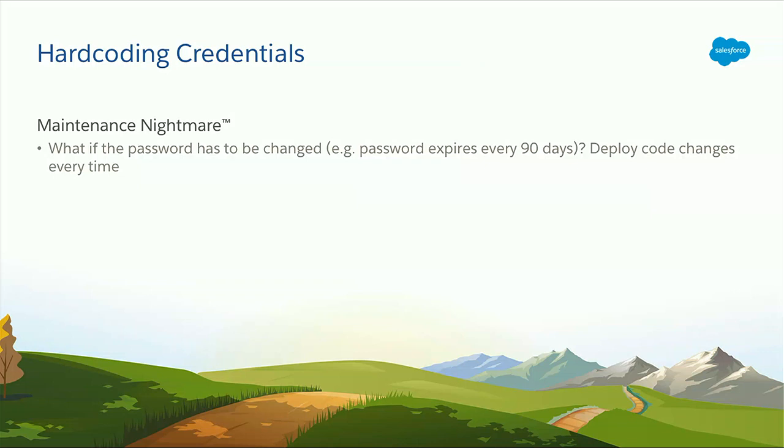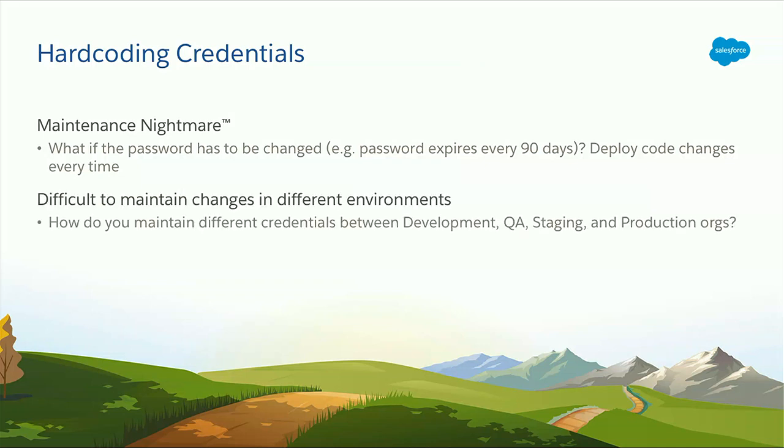What if it's expiring and you need to update it? What if it got compromised and you need to very quickly make a change in production without affecting your users? Having these credentials hard-coded means you need to deploy the changes every single time, whether that's through change sets or through other deployment mechanisms, which is not the greatest thing to have to do.